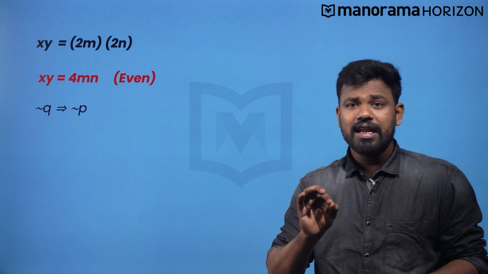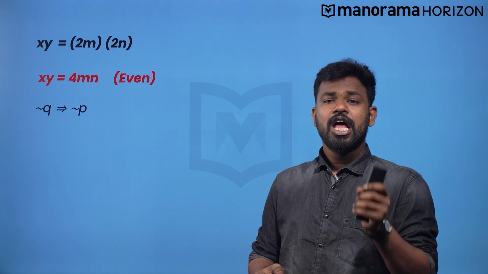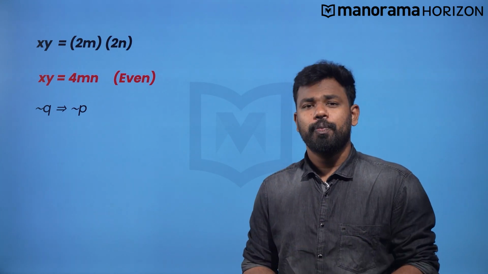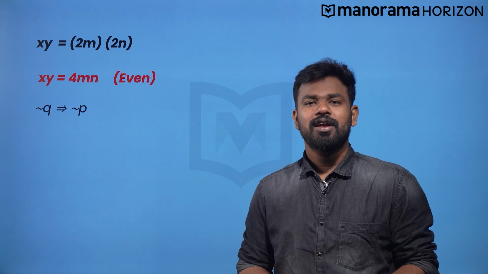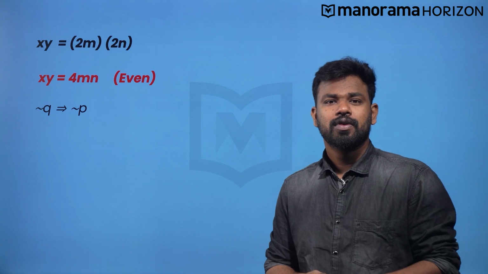For this, we clearly understood that to prove P implies Q, it is enough to show that not Q implies not P, which is nothing but the contrapositive of the statement P implies Q.